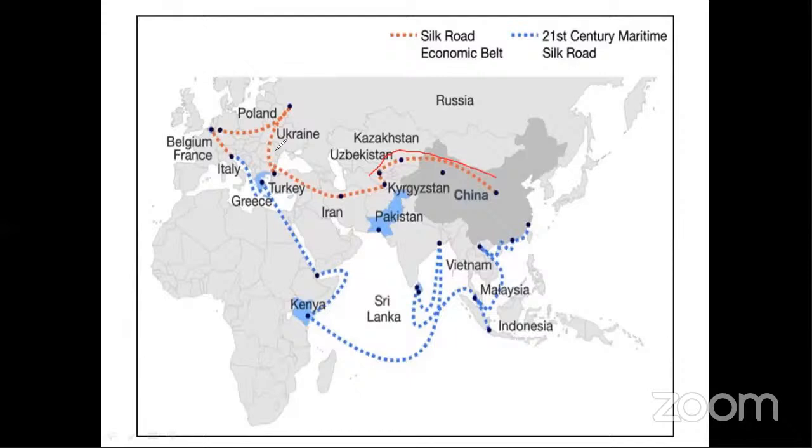Actually, this is a route through which China can do trade. China can export its finished products to different parts of European and Asian countries. This is called a land route. And this blue color indicates a sea route.